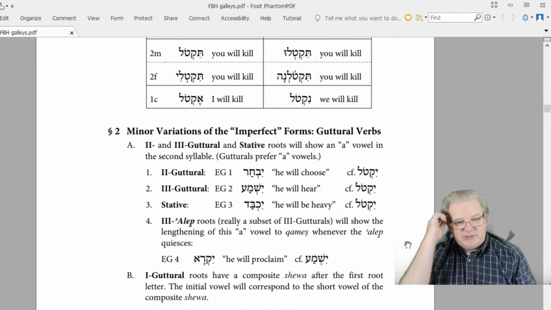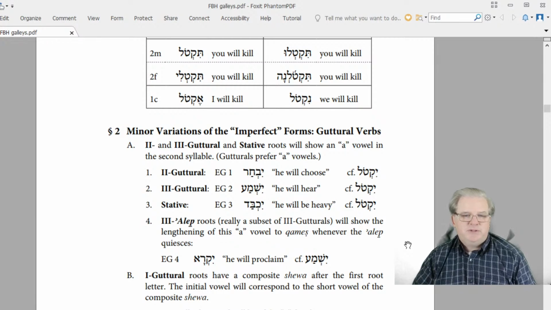Oh, minor variations. Yeah, see, he's got the minor variations thrown into this chapter because it's stuff you should be able to expect. What's going to be the problem? Gentlemen prefer blondes. Gutturals prefer A vowels. All right, so that's the easy stuff. It shouldn't be a surprise to you, and it won't throw you off. Honest.